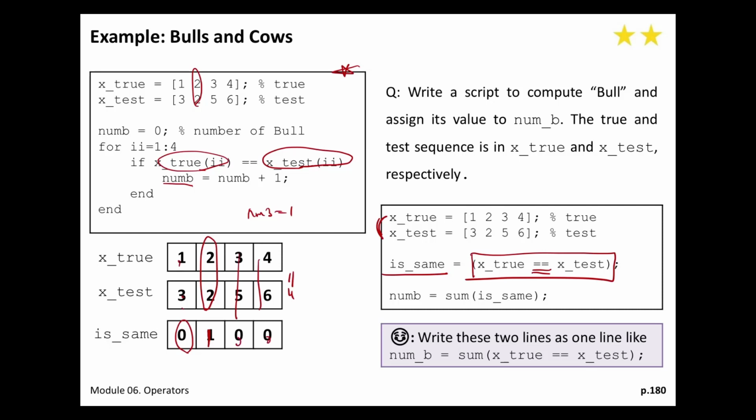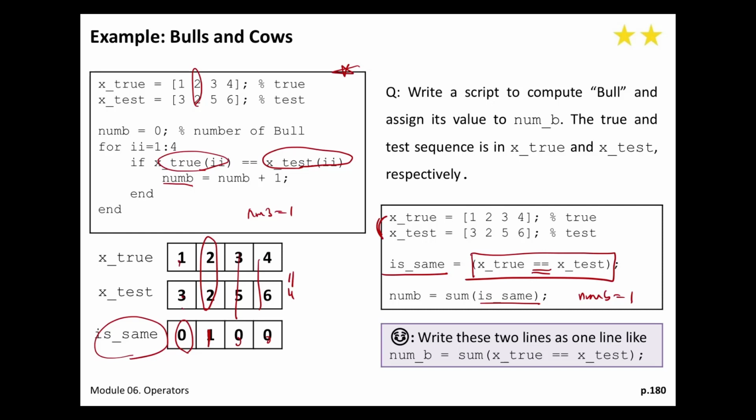Okay, what is the num b? Just the summation of the same vector. And then num b becomes a 1. Does it make sense? When the two vectors have the same size, this equality operator performs the equality check on the two numbers at the same location.